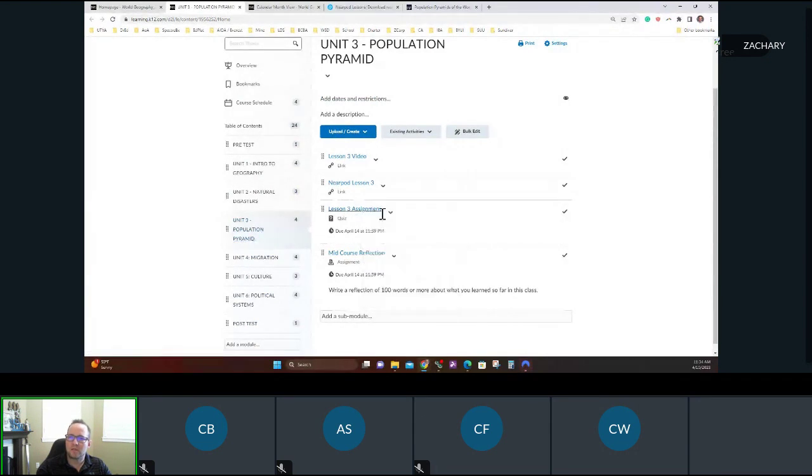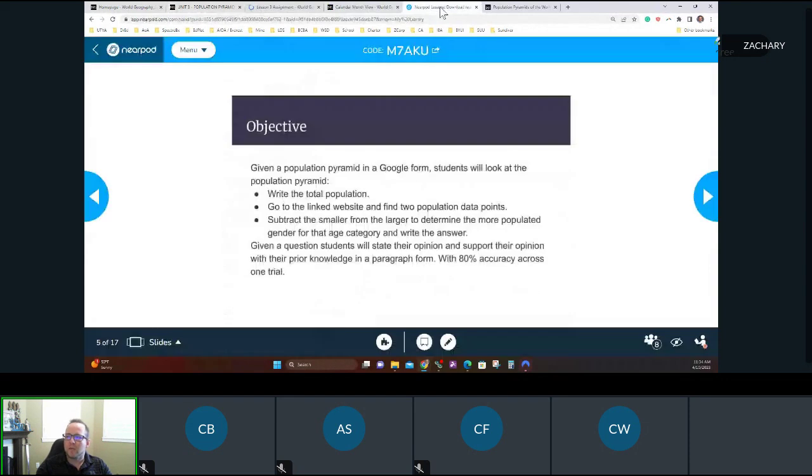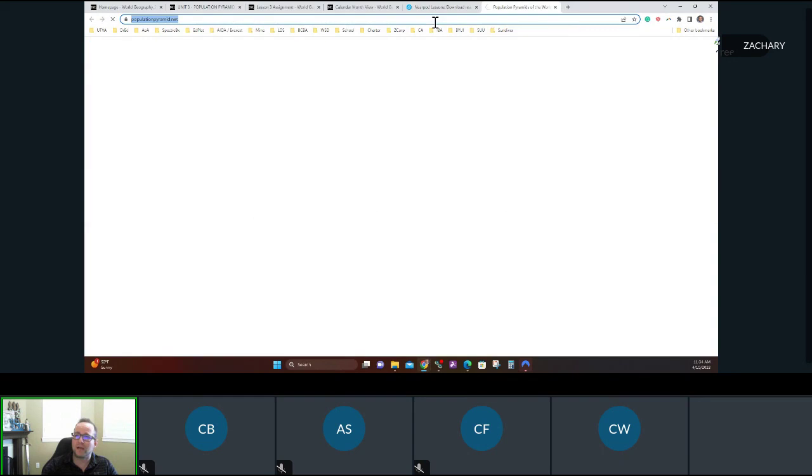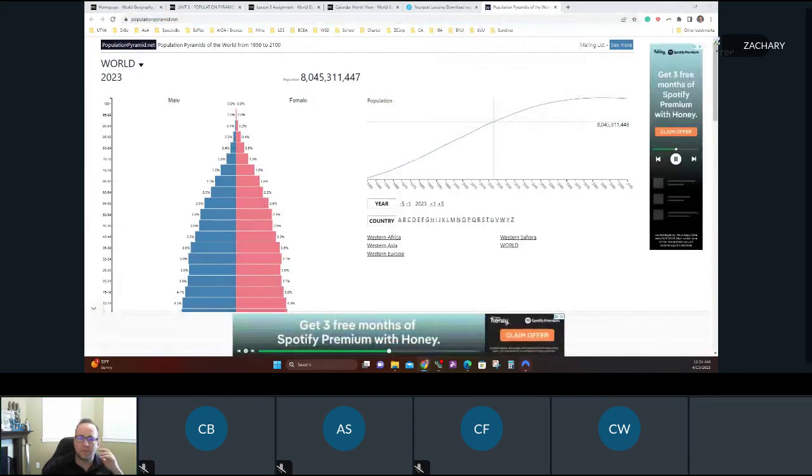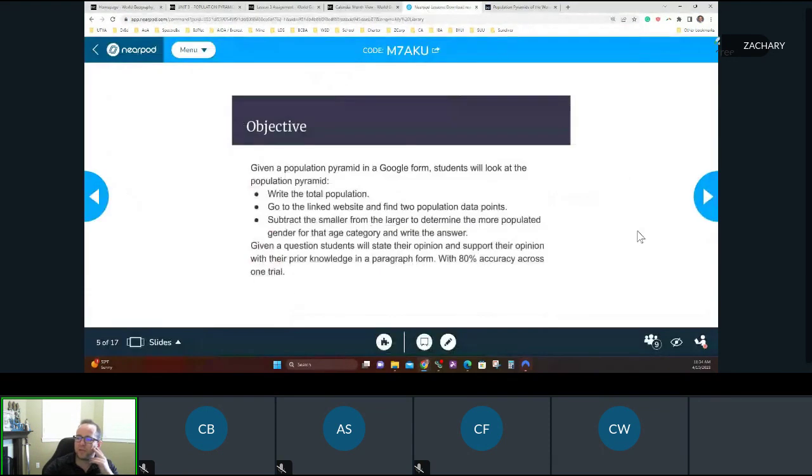Let me hit that open there so when we get to that point. Okay. So let's go over the objective of the class today. Given a population pyramid, students are going to be able to look at that population pyramid and find the total population. You're also going to go to a different website called populationpyramid.net. I'll throw that in the chat right now, so if you want to bring it up, it will be readily available to you.